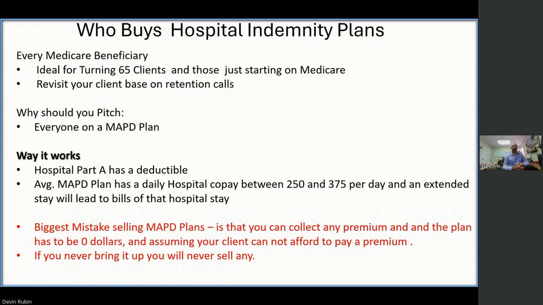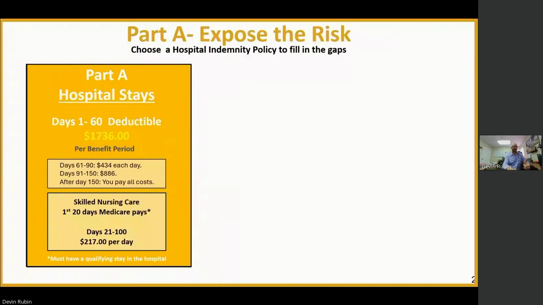The biggest mistake that I see with producers is that they think that a Medicare Advantage plan has to be zero premium and that you can't collect any premium and the plan has to be zero. The other thing that we see as a big mistake is you decide that your clients cannot afford to pay an additional premium for a hospital indemnity plan. And so this is kind of a mindset as producers we need to break. And then this is super obvious, but if you never bring up a hospital indemnity plan to your clients, you're never going to sell any.